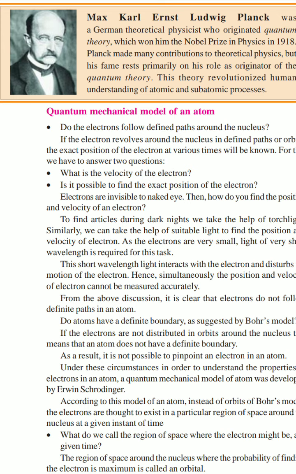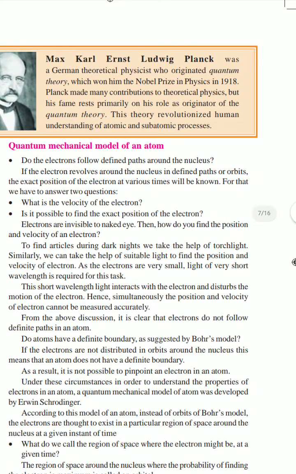So here you see, do the electrons follow defined paths around the nucleus? Do you know this, children? Anybody? Will the electrons follow a particular orbit, a definite path around the nucleus? If the electron revolves around the nucleus in defined paths or orbits, the exact position of the electron at various times will be known. For that, we have to answer two questions. So what are those two questions? What is the velocity? Velocity means nothing but the speed of the electron.